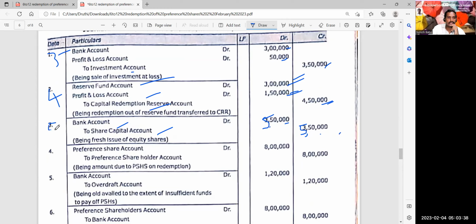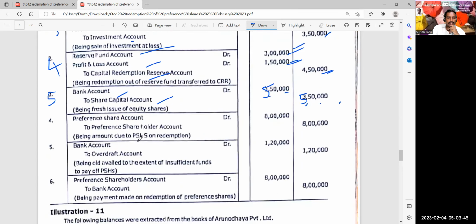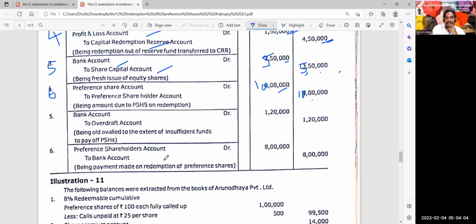This is the fifth entry. Two entries he has missed. You need to write them. Then the next entry, preference shareholders account debit to bank account. This is the sixth entry. 8 lakhs is written, make it 10 lakhs. Preference share capital account debit to preference shareholders account. This is correct. Sixth entry.